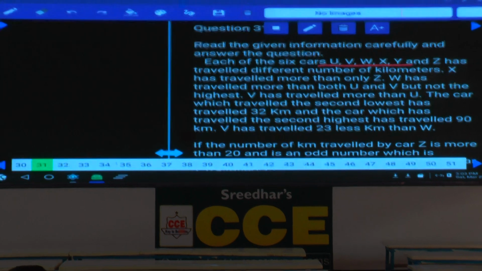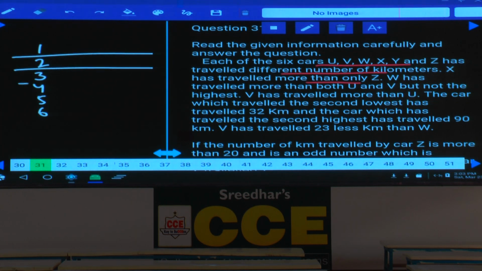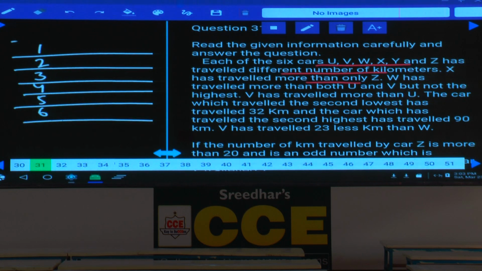These 6 cars have traveled different numbers of kilometers. X has traveled more than only Z. As X has traveled more than only Z, there are 1, 2, 3, 4, 5 and 6 cars. X traveled more than only 1 car, that is Z. Hence, this X should be lesser than the remaining 4 and greater than only 1. Hence, X is more than only 1 car, this is X and Z.